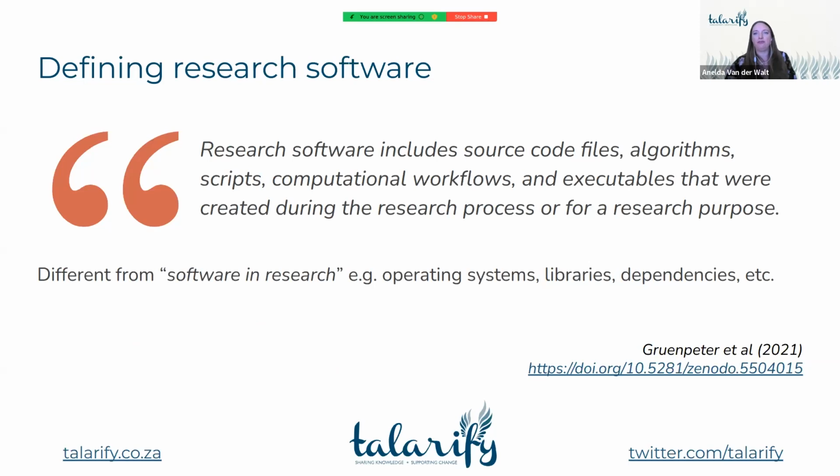In 2021, the FAIR for Research Software Working Group, which is similar to the FAIR for Data working groups, defined research software as source code, algorithms, scripts, computational workflows, which we've just heard about, and executables created during the research process or for a research purpose. This is distinguished from software that includes operating systems, libraries, and dependencies used in research, but not created exclusively for a research purpose.